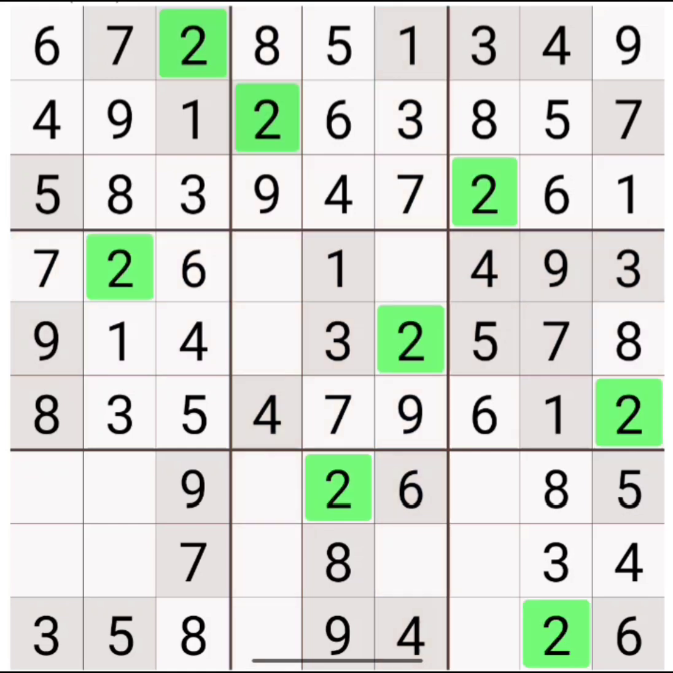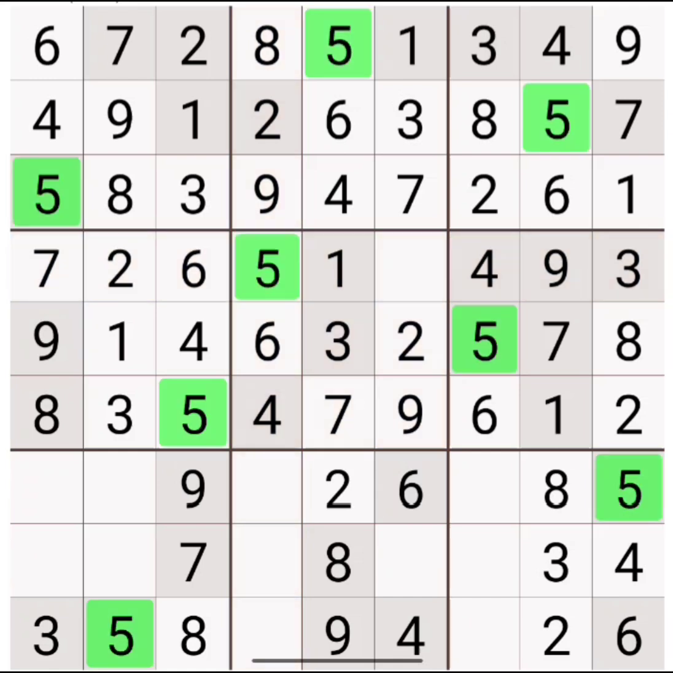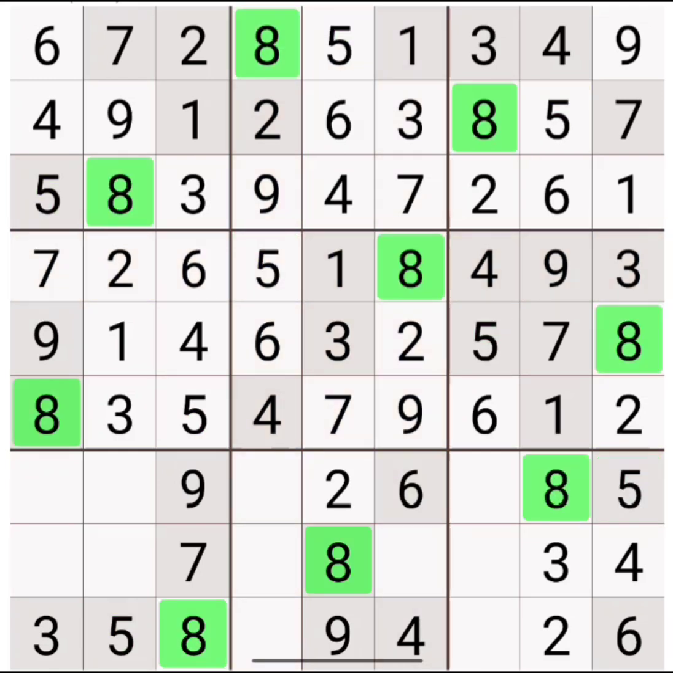Now, 5, 6, 8 are missing. So, 6 we cannot place in these two cells because 6 is in the same row. So, we'll place 6 here. And 5 and 8 are for these two cells, but we cannot place 8 in this cell because 8 is there in the same column. So, we'll place 5 and we'll place 8 here.